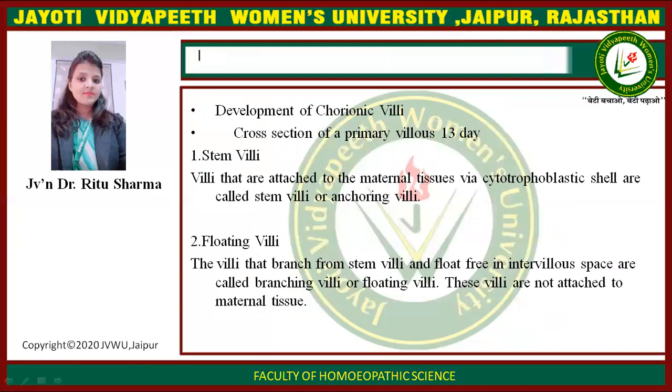Development of chorionic villi. The stem villi that are attached to the maternal tissue via the cytotrophoblastic shell are called stem villi or anchoring villi. And second is floating villi. The villi that branch from the stem villi and float free in the intervillous space are called branching villi or floating villi. These villi are not attached to maternal tissue.